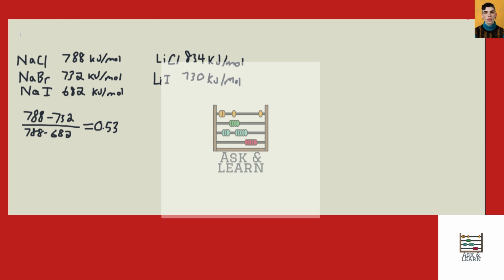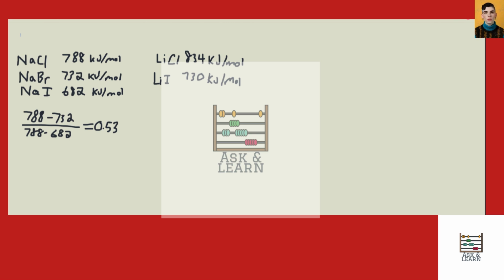All right, guys, we're doing problem 80, chapter 8 of Chemistry: The Central Science. Based on data in Table 8.1, estimate within 30 kilojoules per mole the lattice energy for LiBr, CsBr, and CaCl2.